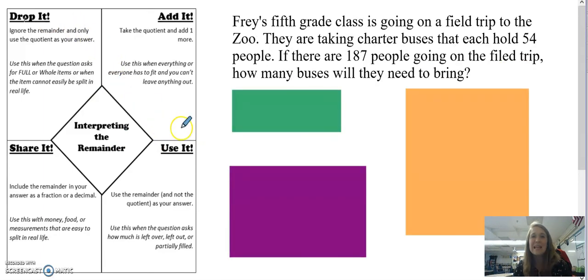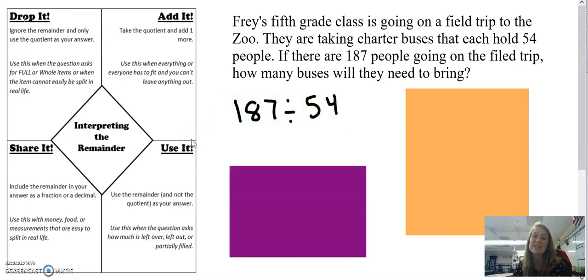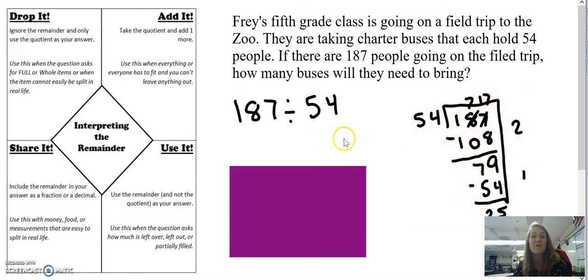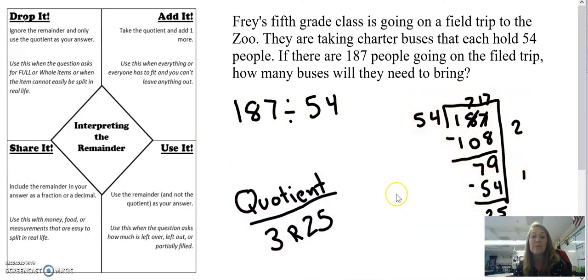All right, let's look at the last example problem before you begin your homework. Fry's 5th grade class is going on a field trip to the zoo. They are taking charter buses that each hold 54 people. If there are 187 people going on the field trip, how many buses will they need to bring? So first thing we need is our equation. I have 187 people that I have to put into buses of 54 groups. So in other words, I'm going to have 187 divided by 54. When I solve that out using partial quotients, I get my quotient of 3 with a remainder of 25.